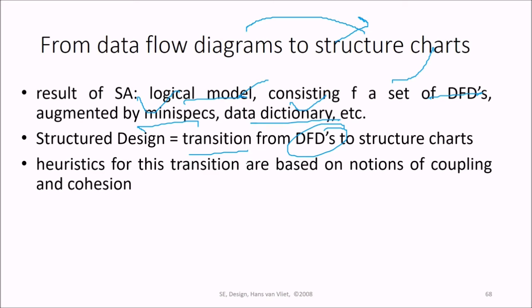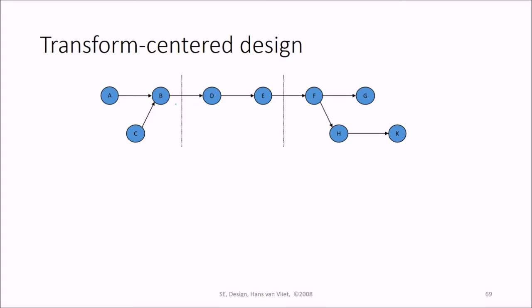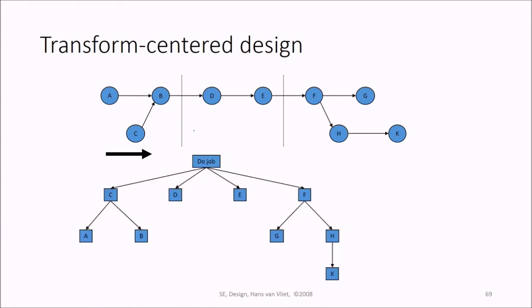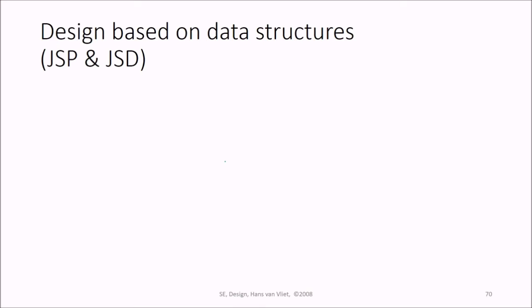So heuristics for these transitions are based on the notions of coupling and cohesion only. The major heuristic concern for choice of top level structure chart is transform centered. This is the transform centered design. See how we can convert the actual figure into the modularized one.